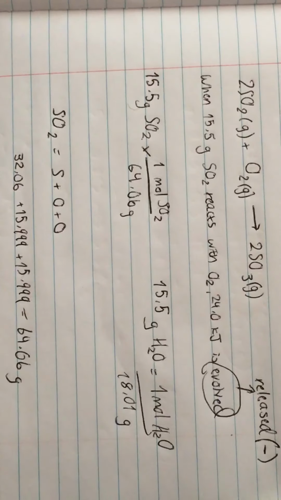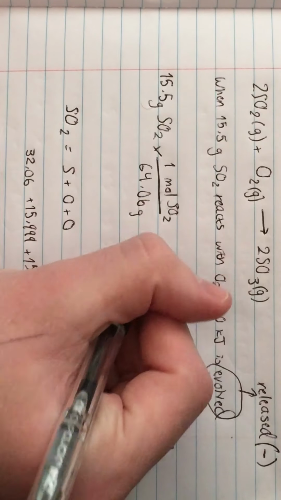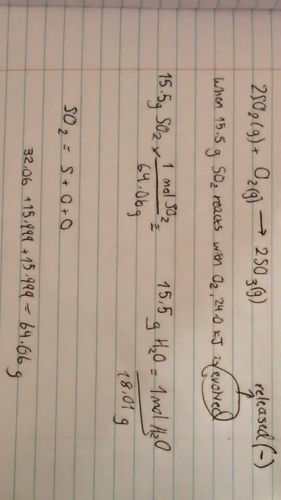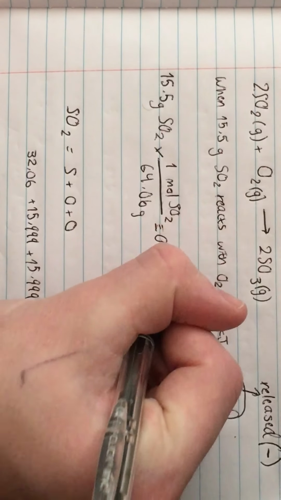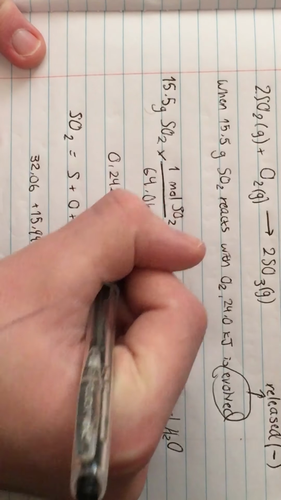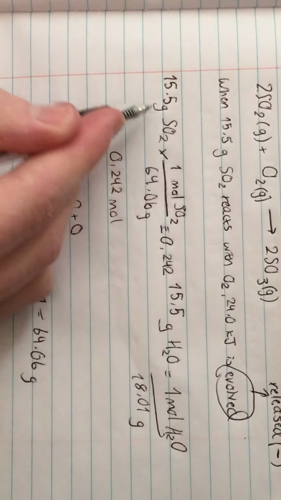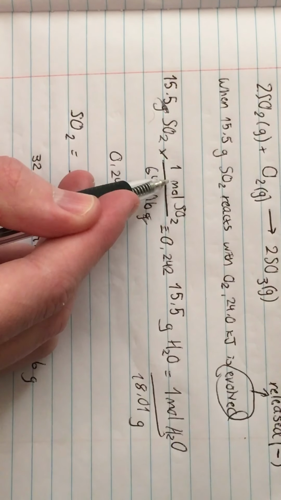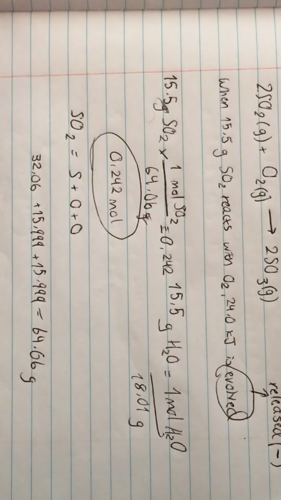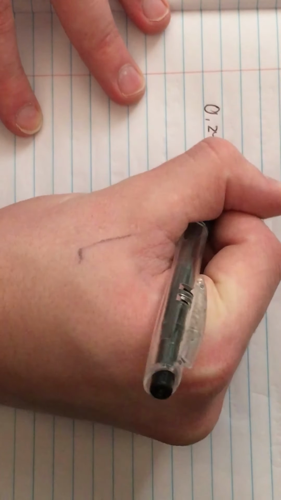All right. So we take that, and then we multiply it out. We do 15.5 times 1 divided by 64.06. And after you do the multiplication, you're going to get 0.242 moles, because these grams right here cancel out. You got grams, and then there's still moles left. So you get 0.242 moles as that answer. But you're not done with the question yet, so I'm going to move on to a new sheet of paper. We have 0.242 moles.